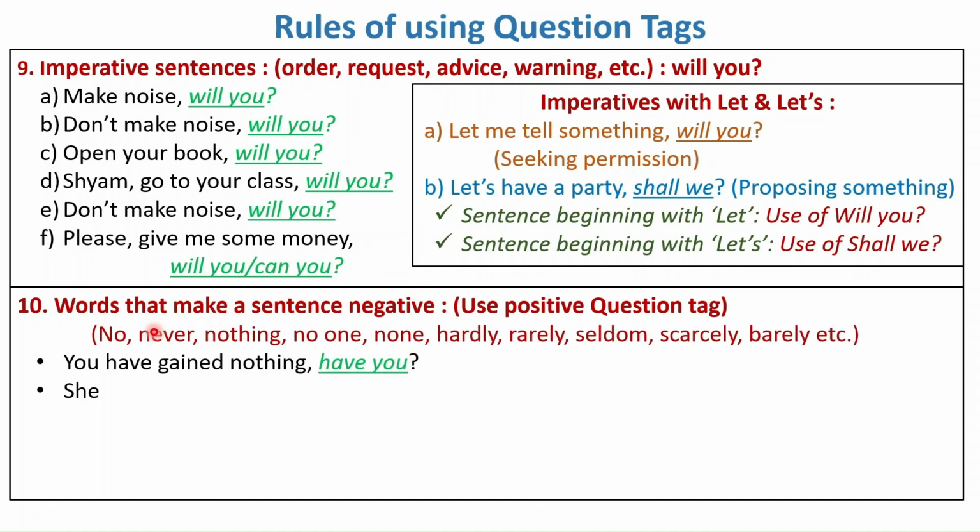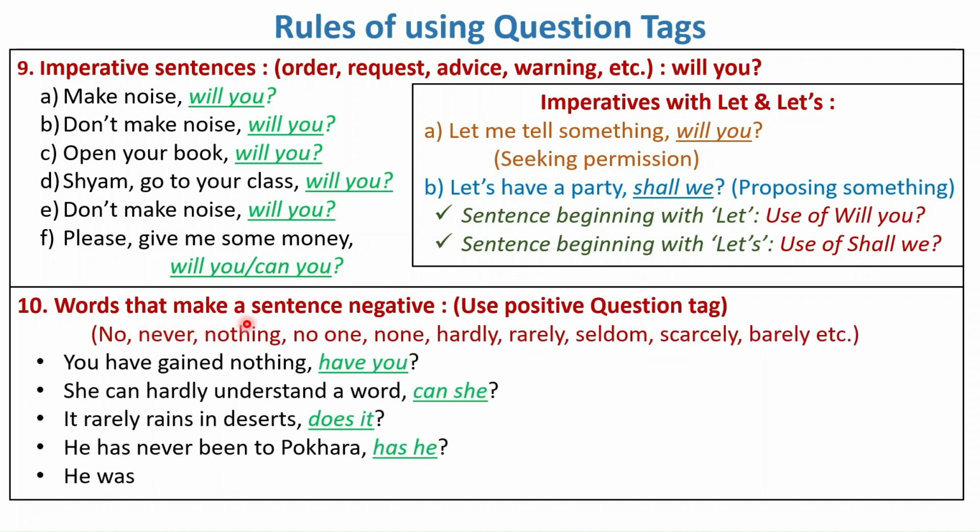Let's observe the words that make a sentence negative. These are certain words that make the sentence negative. No, never, nothing, no one, none, hardly, rarely, seldom, scarcely, barely, little. If these words are used in the sentence, that sentence is regarded as negative and we have to use positive question tag in such situation. For example, you have gained nothing. Have you? This nothing makes this statement negative.